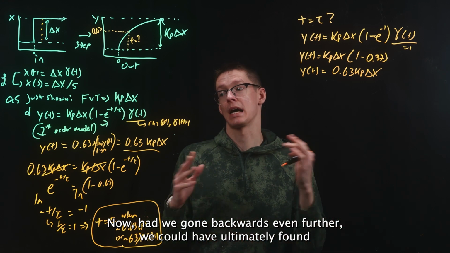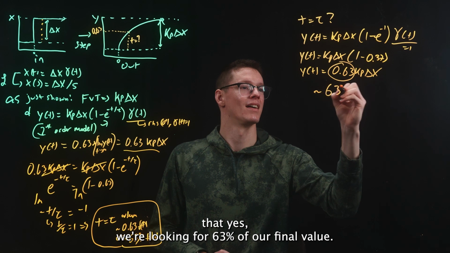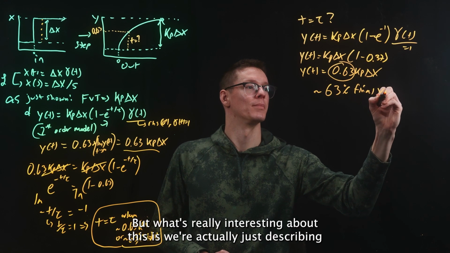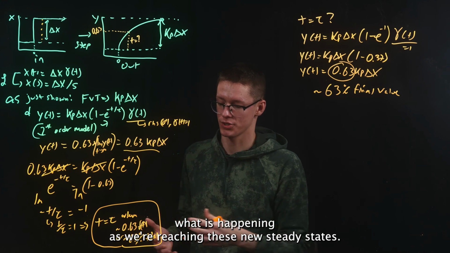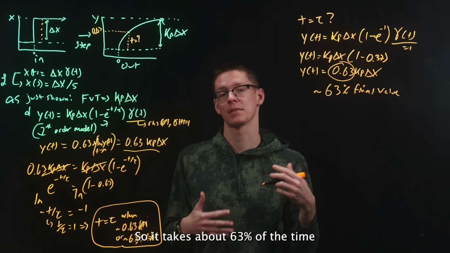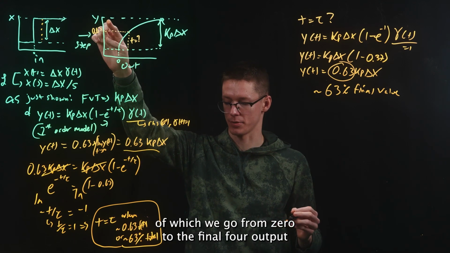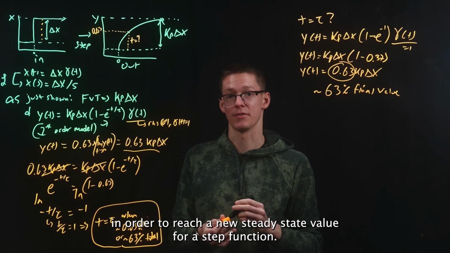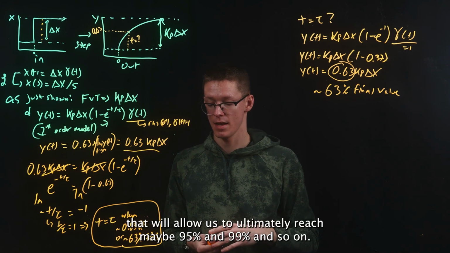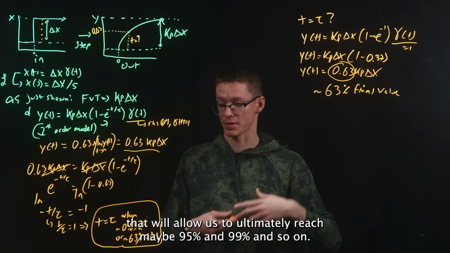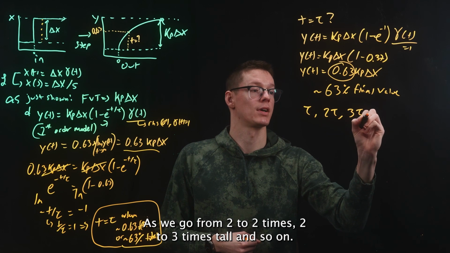Now, had we gone backwards even further, we could have ultimately found that yes, we're looking for 63% of our final value. What's really interesting about this is we're actually just describing what is happening as we're reaching these new steady states. So it takes about 63% of the time, as we go from 0 to the final output, to reach a new steady state value for our step function. And we can continue reaching new intermediate steady states that will allow us to reach maybe 95% and 99% and so on as we go from tau to 2 times tau to 3 times tau and so on.